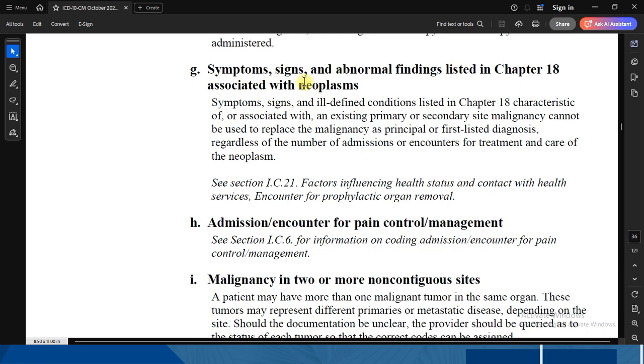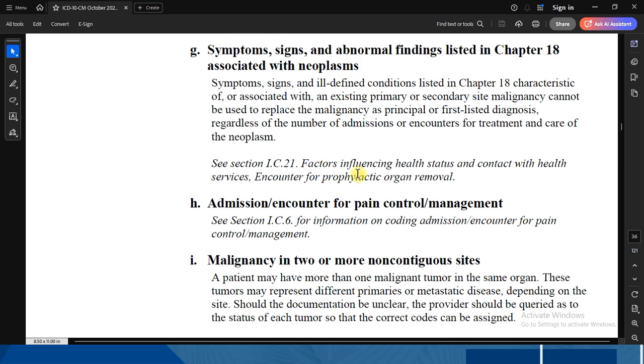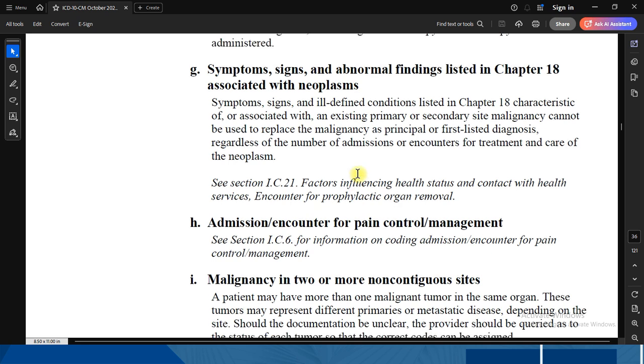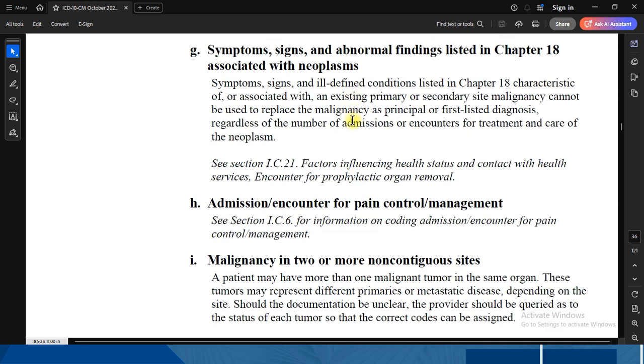Next one, G, symptoms, signs and abnormal findings listed in chapter 18 associated with neoplasm. As all of us know, every diagnosis has symptoms. For example, the patient is having breast cancer as well as chest pain. At that time you need to code breast cancer as the PDX. You will not code the chapter 18 chest pain as a symptom, as chest pain is a symptom of breast cancer. Basically, they are telling us if the patient is having breast cancer as well as chest pain, you can't code chest pain along with breast cancer, as chest pain is a symptom of breast cancer.